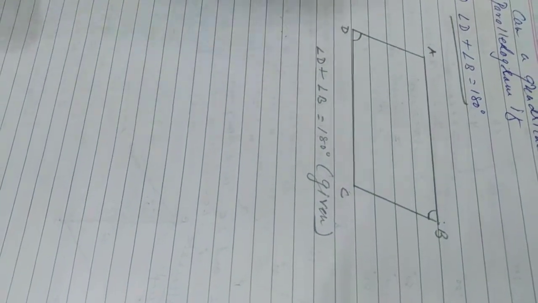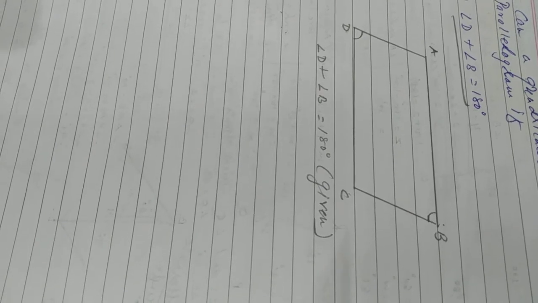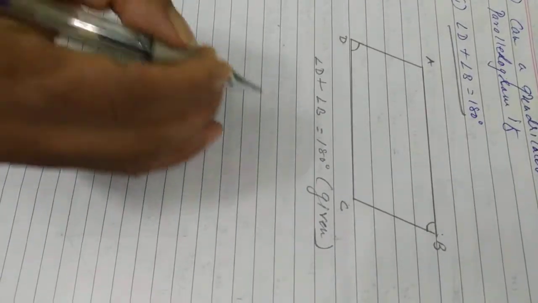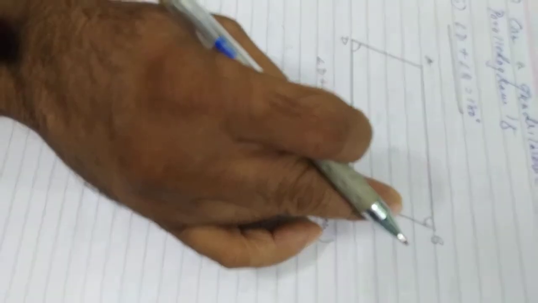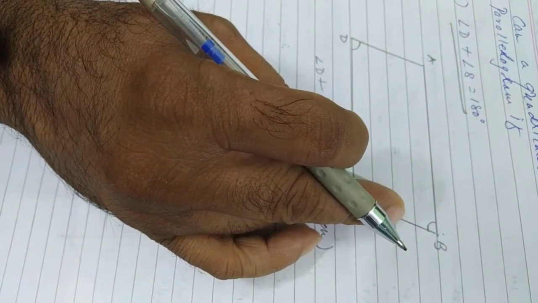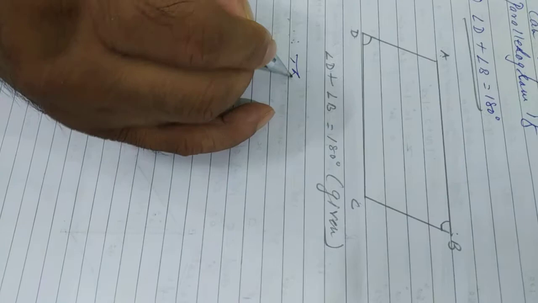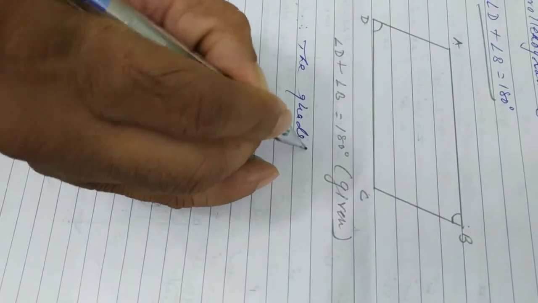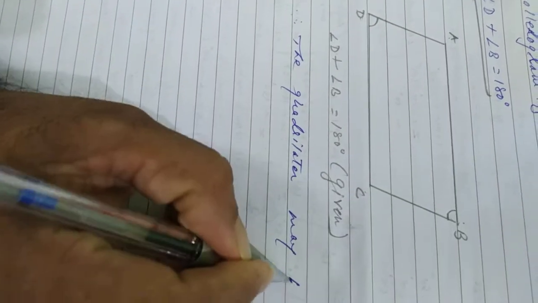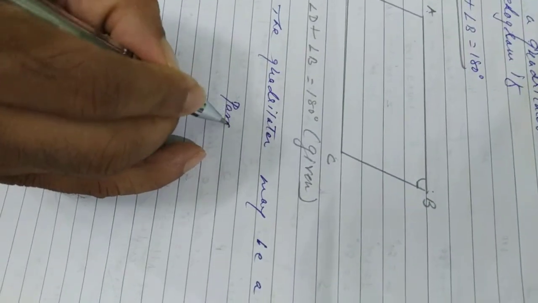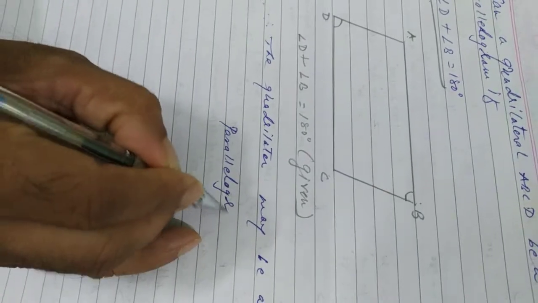Therefore, in a parallelogram, the sum of measures of adjacent angles is 180 degree. The sum of adjacent angles, right? So A and B. But here, opposite angles are what is given? 180 degree. Therefore, maybe the quadrilateral may be a parallelogram. Got it?